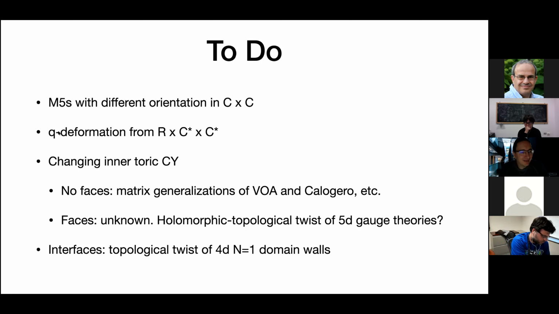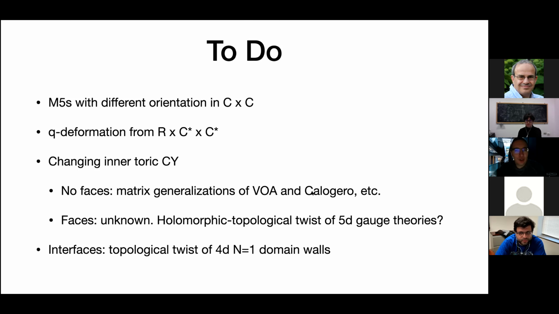In any case, I think that just by looking at this background R times C star, a lot of properties of this Q-deformed vertex algebra should become transparent. Changing the Calabi-Yau changes the vertex algebras that we're discussing. Something which we feel we more or less understand already are situations where the Calabi-Yau has no compact surfaces. Things like, instead of C3, you could use the conifold, for example. Those situations, we think we more or less understand, are going to give us matrix generalizations of W algebras, spin Calogero models, and things like that.